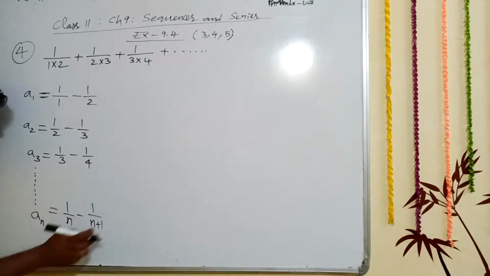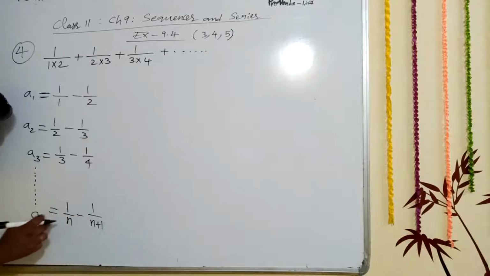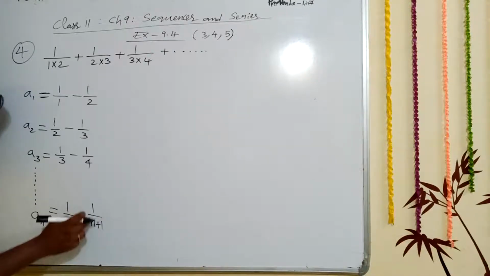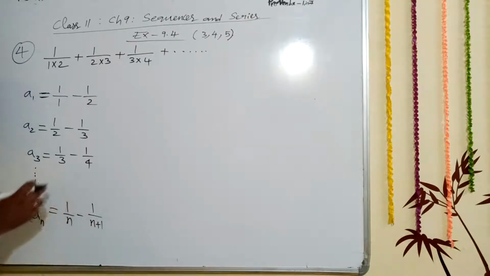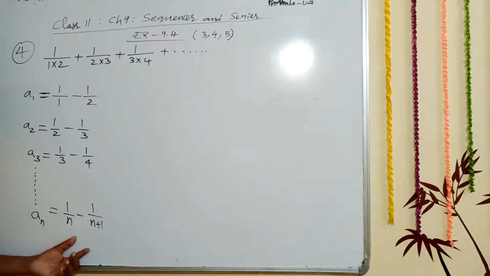Clear up to here? Any doubt? AN is equal to 1 upon n minus 1 upon n plus 1. Up to here, do you have any doubt? Anyone having any doubt? I think no one has a doubt about this. So up to here, if you are able to understand, let us go for the summation of this. So now add all, and see what we are going to get.